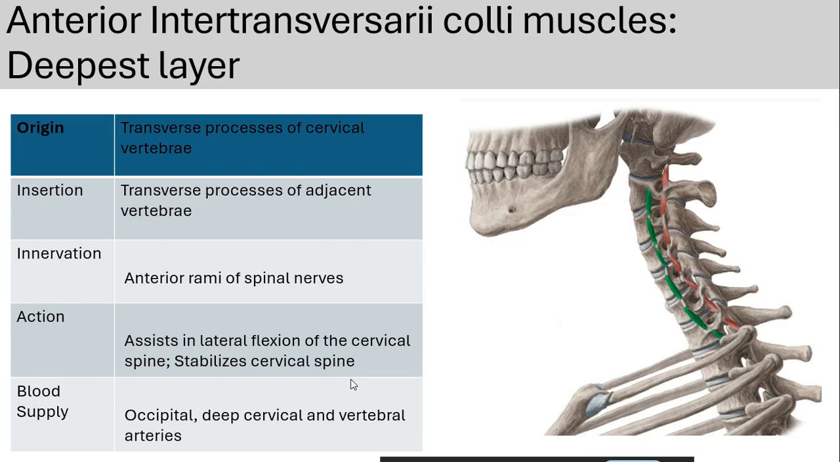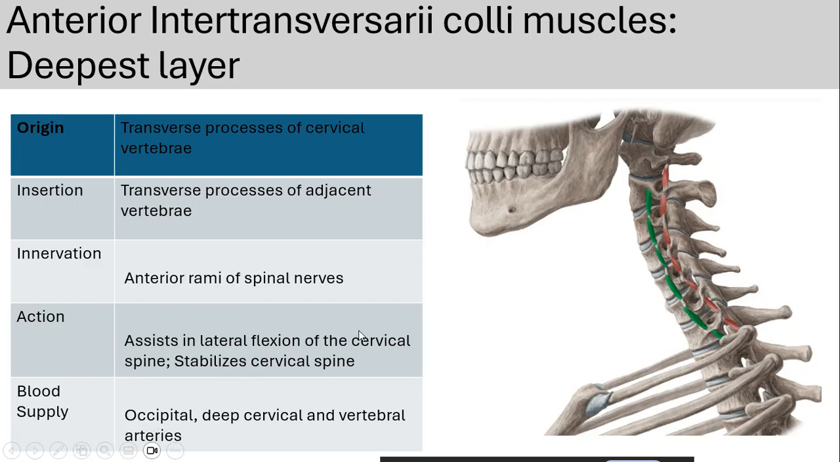Anterior intertransversarii colli muscles, the deepest layer. Origin: transverse process of cervical vertebrae. This is the cervical vertebra. The transverse process is like this. No, this is a spinous process. This is a transverse process. Insertion: transverse process of adjacent vertebrae. Every other vertebra is an insertion, right? Innervation: anterior rami of spinal nerves. If this is your spinal cord, anterior rami of spinal nerves.